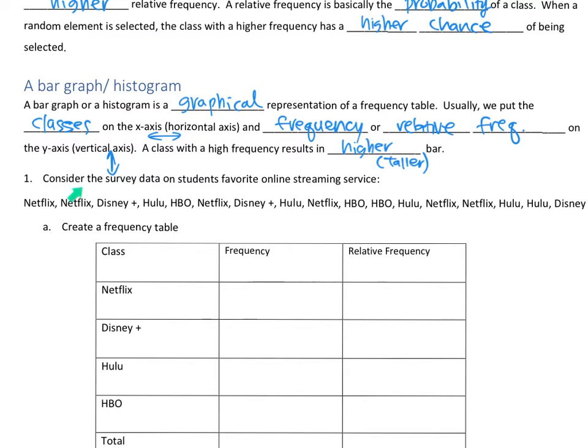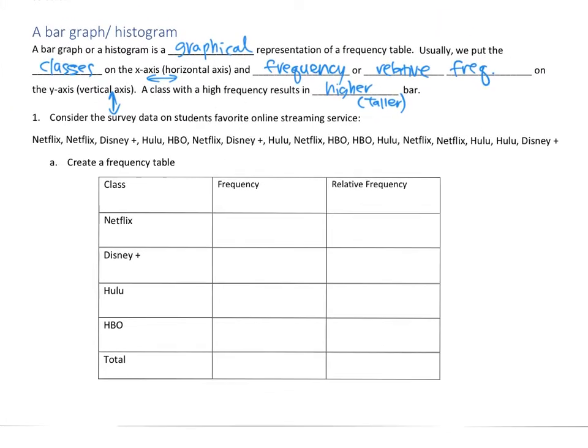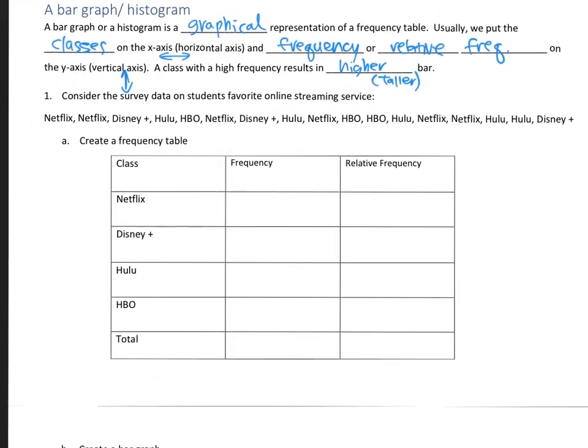Number one, consider the survey data on students' favorite online streaming service. Somebody likes Netflix, somebody likes Netflix, Disney, Hulu, so on and so forth. There are a bunch of people surveyed here, right? Create a frequency table. So my classes are Netflix, Disney, Hulu, and HBO. There are 4 different classes or 4 different subgroups or 4 different categories.